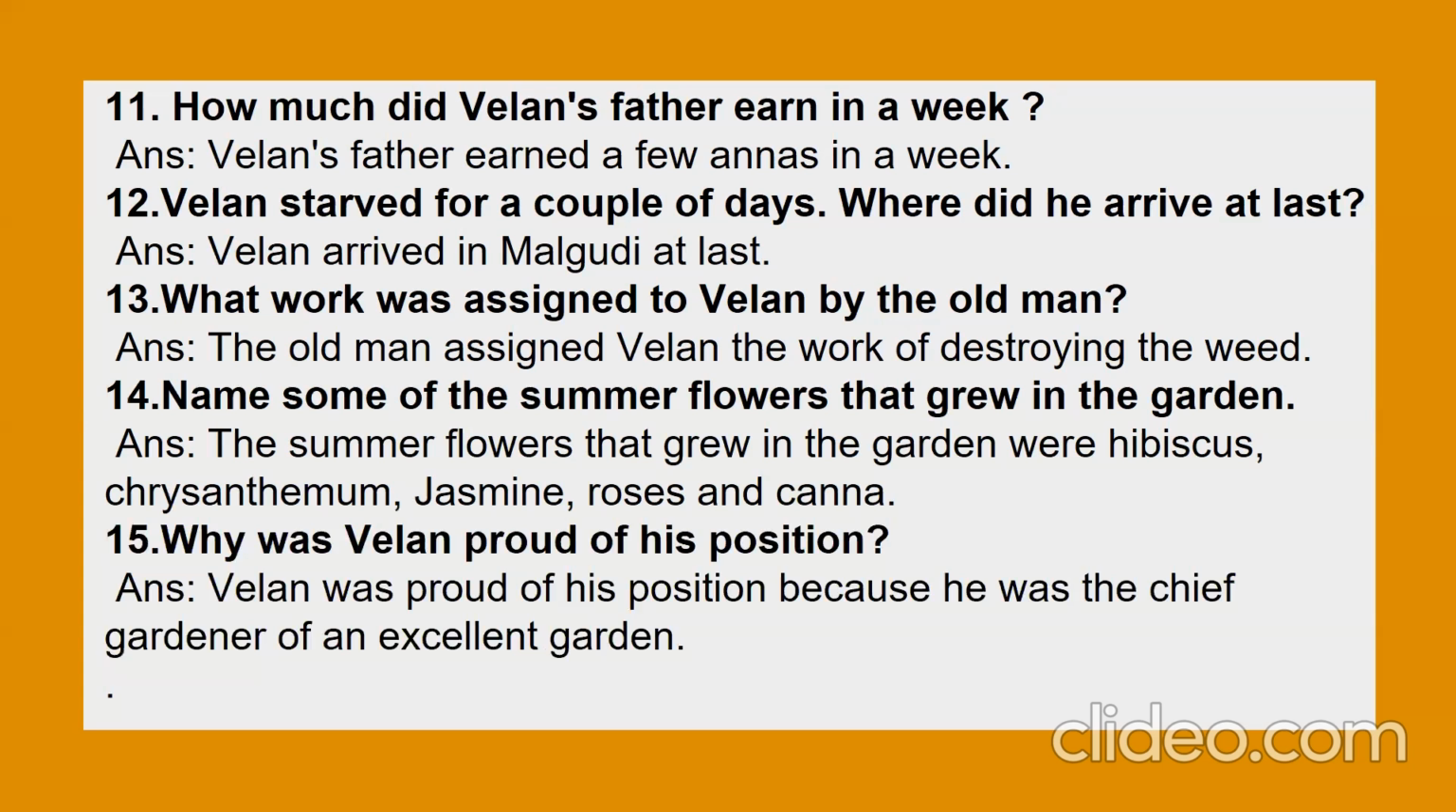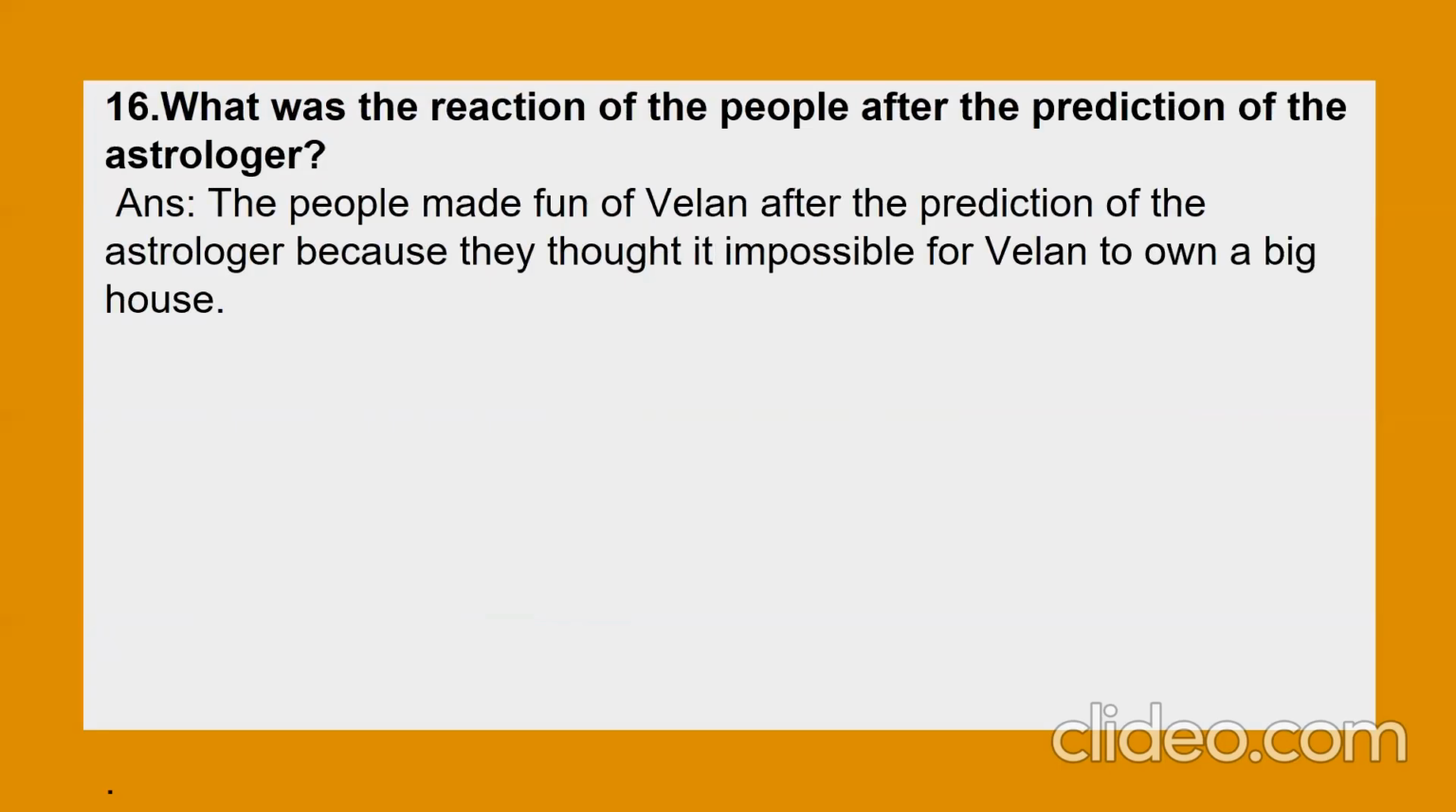Why was Velen proud of his position? Velen was proud of his position because he was a chief gardener with an excellent garden. What was the reaction of the people after the prediction of the astrologer? The people made fun of Velen after the prediction of the astrologer because they thought it impossible for Velen to own a big house.